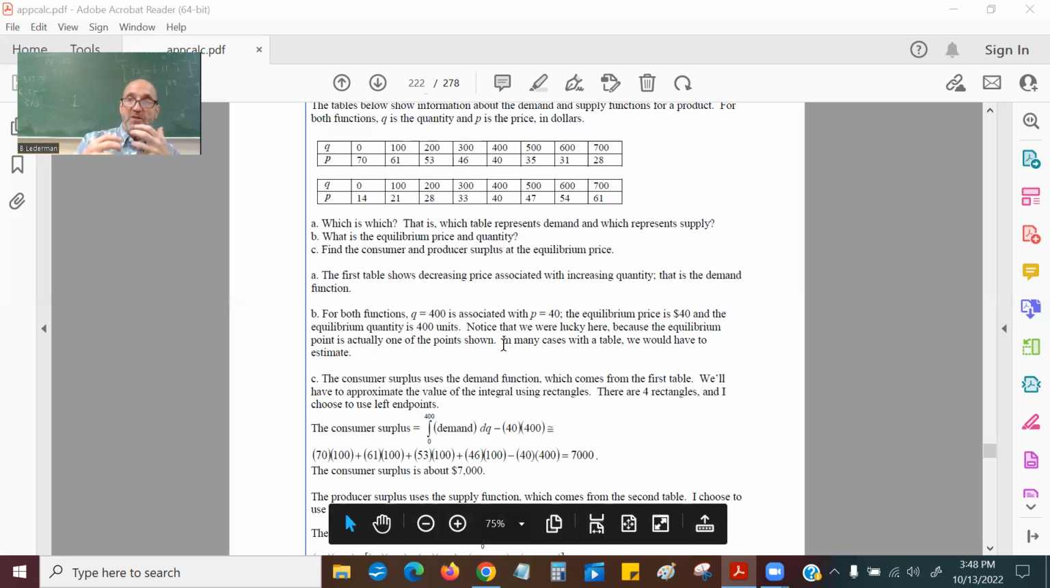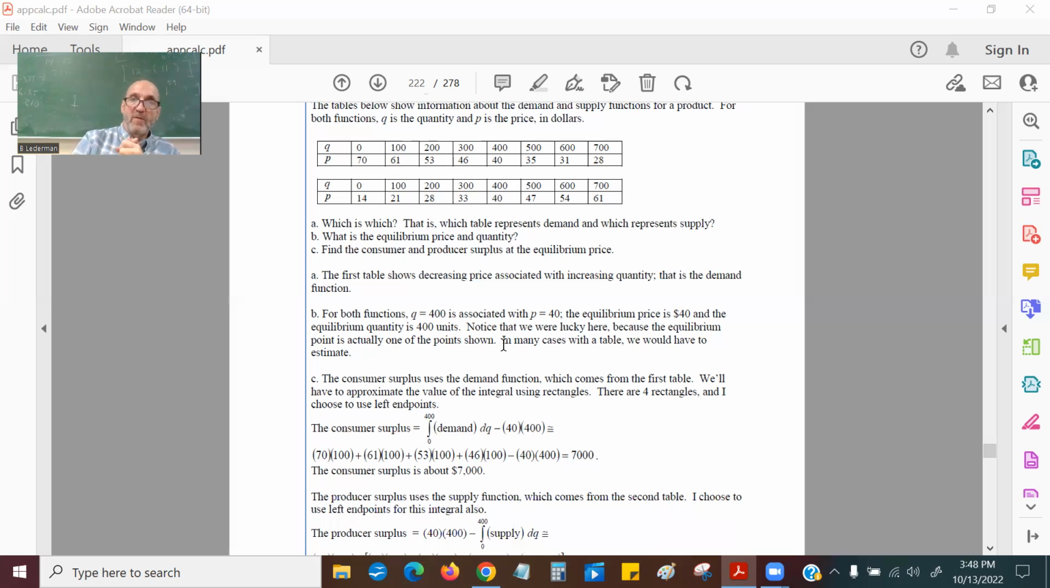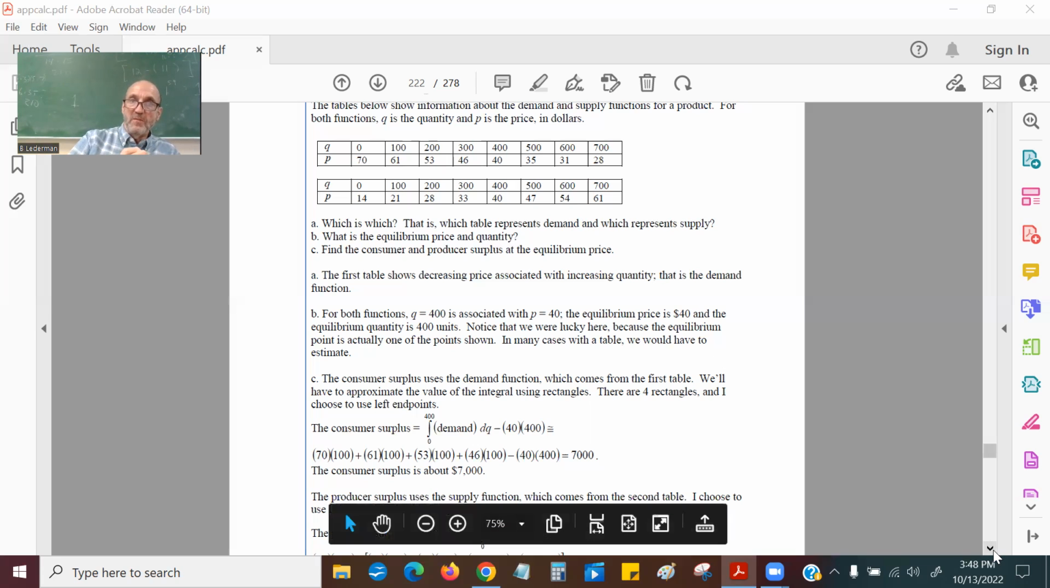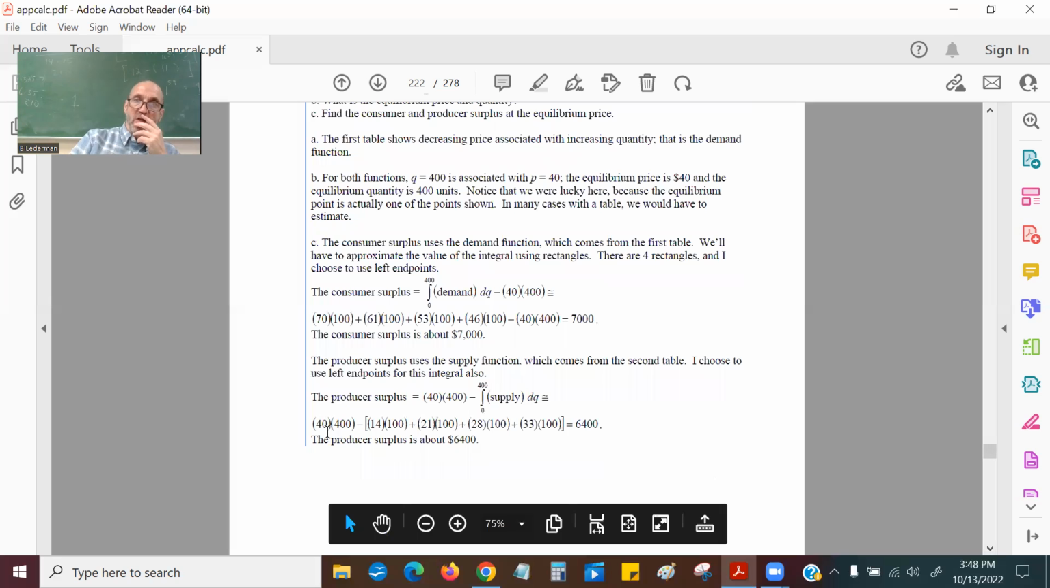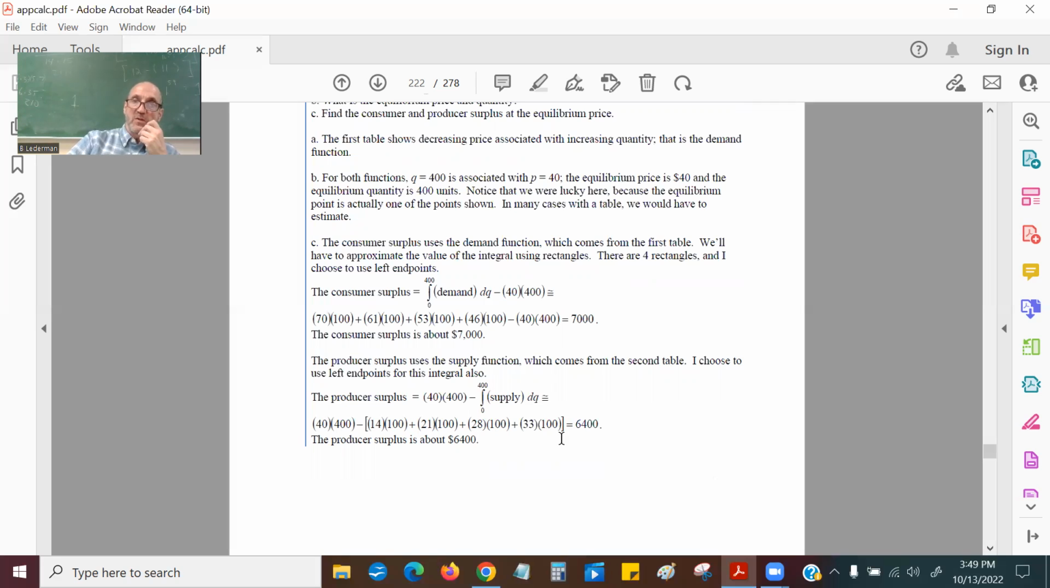That's the best I can do. I can't find an actual antiderivative because they never gave me a function. They just gave me a table with values. And for the producer surplus, we're going to do something similar. We're going to use the numbers from the bottom table, and we're going to get, drumroll please, 40 times 400 minus 14 times 100 plus 21 times 100 plus 28 times 100 plus 33 times 100. And that comes out to a grand total of $6,400, which is the producer surplus.